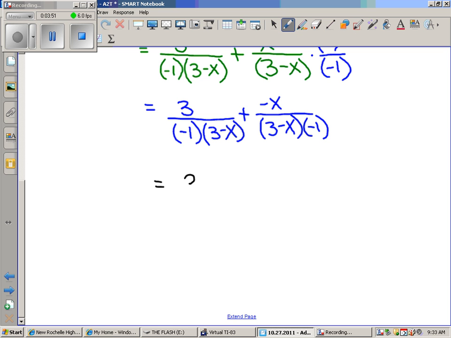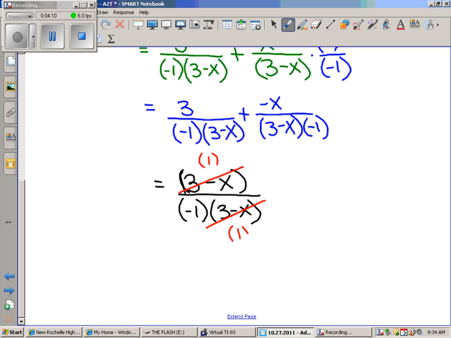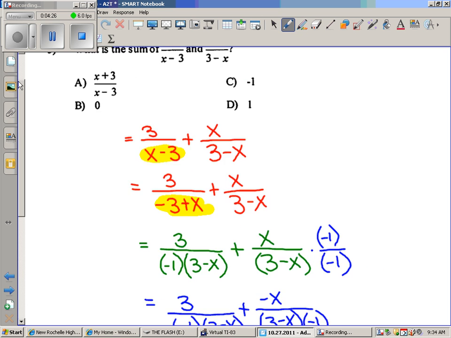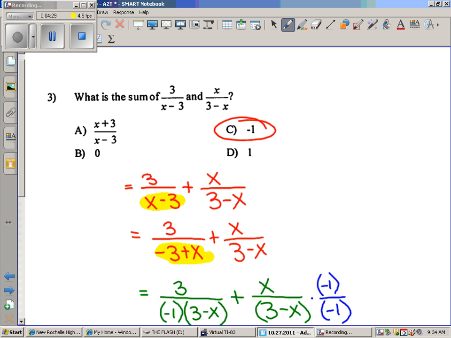And so now look at what we got. We got 3 minus x over negative 1 times 3 minus x. Yeah, we're going to cancel it. Right, they cancel out to being 1. So here we go. From here, the answer you could say is this. That's the same thing as this. Doesn't make a difference. Let's go back up to the top. There's our answer.